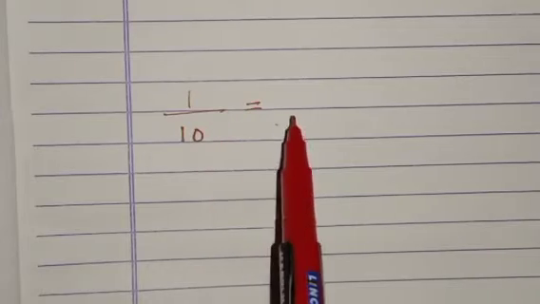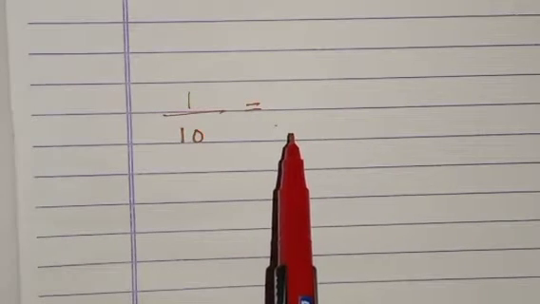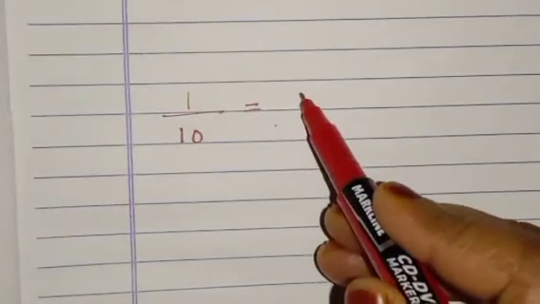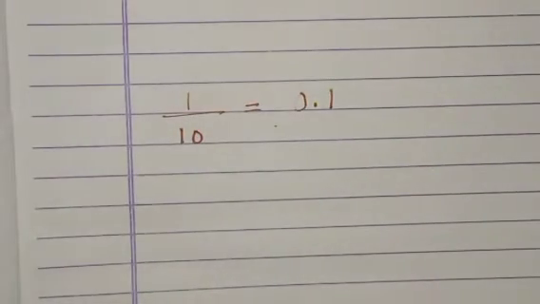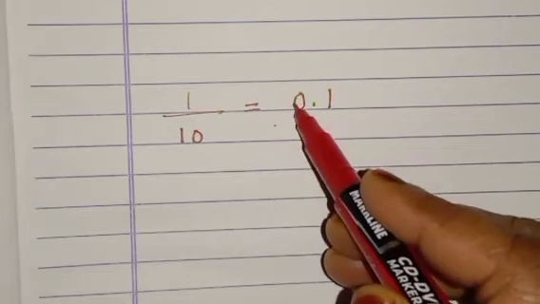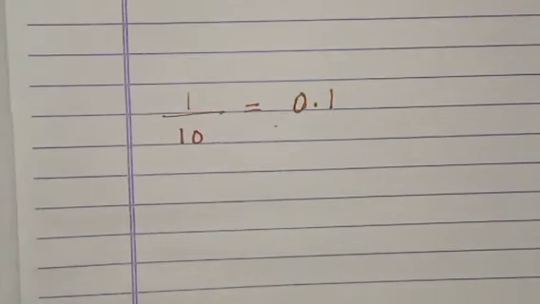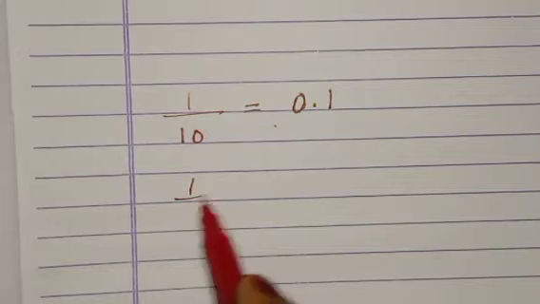Here, 1 by 10. So here you count the tens place. After the point only one number will be there. You remember it like this: if 10 is there, when you're writing the decimal, 0.1 is the answer. Okay. 0.1. So if it's 1 by 100, how will you write?